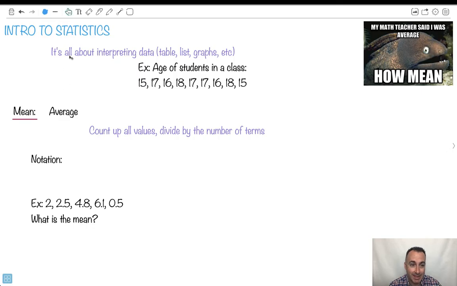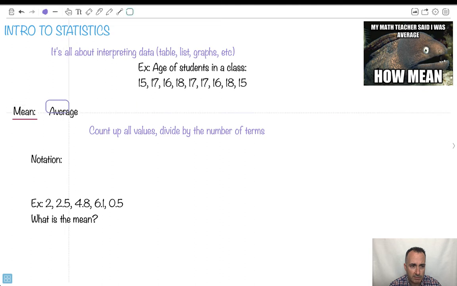Okay, so it is all about interpreting data. So we want to take a look at what kind of data we have and how we can make some conclusions about it. So for example, we can be analyzing the age of the students in a class, or it could be lots of different things. We're going to see tons of examples. But let's start with the first one. We're just going to fly through a bunch of definitions. You might have heard them before.